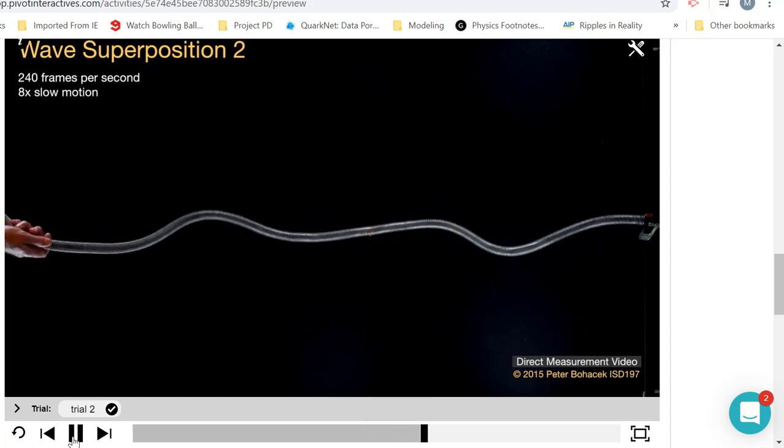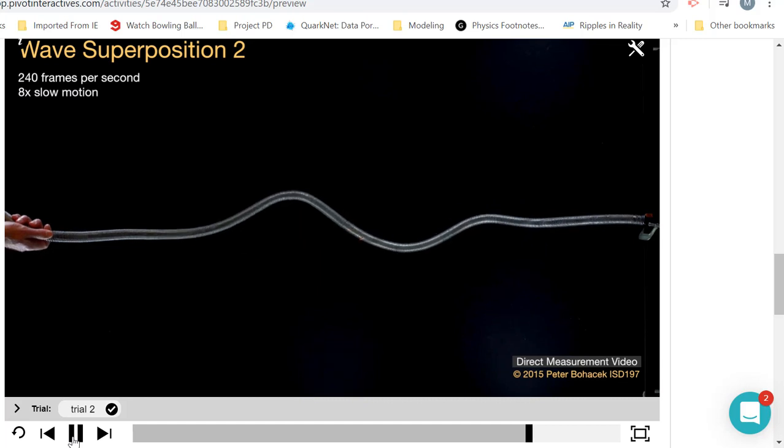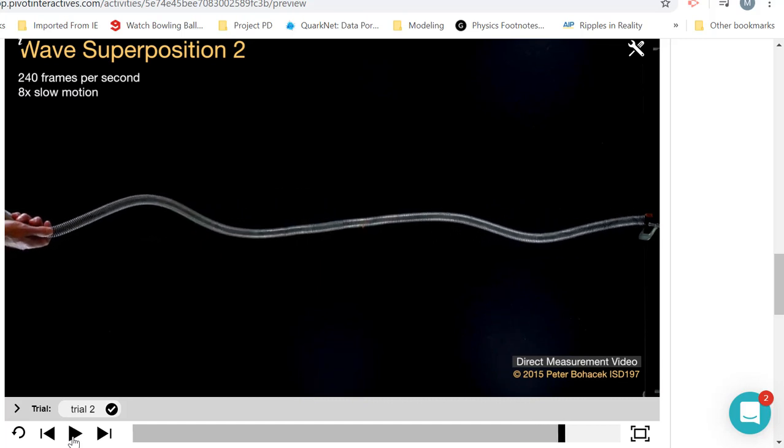And so they've met, and now you can kind of see that after they meet, the top wave continued moving to the left, the bottom wave continued moving to the right. So they do not bounce off each other. They pass through each other.